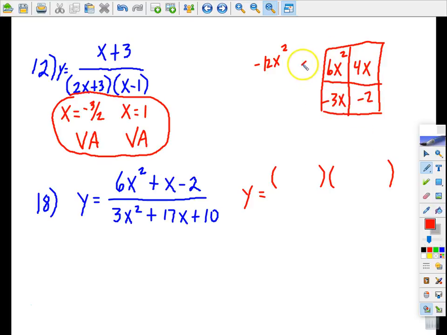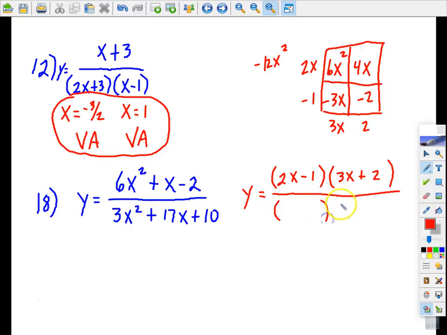I would put positive 4x and negative 3x. Now find GCFs: 2x and negative 1, 3x and 2. So that's my factoring: (2x minus 1)(3x plus 2). And you could check that out with FOIL if you want to make sure. Looks like 4x minus 3x is positive 1x, minus 2. That looks good.